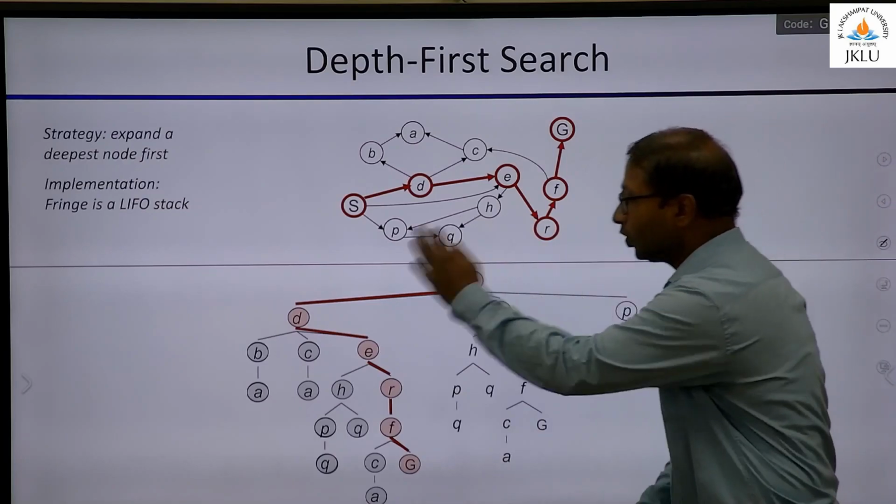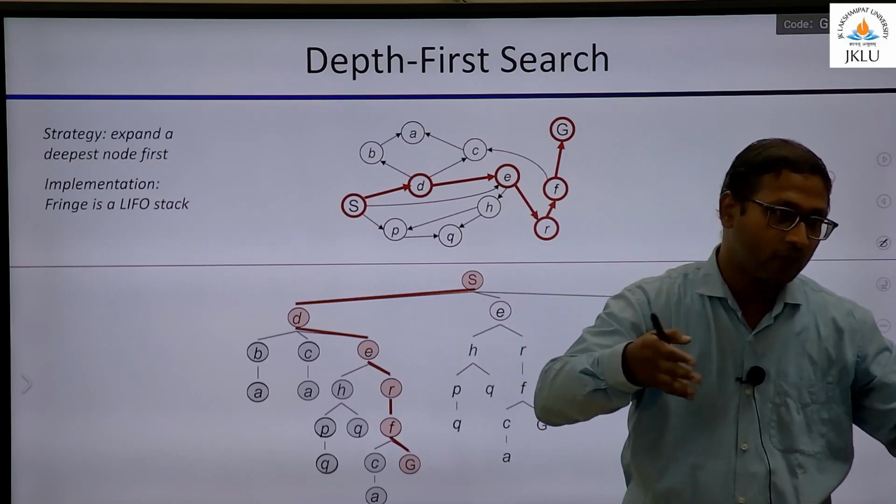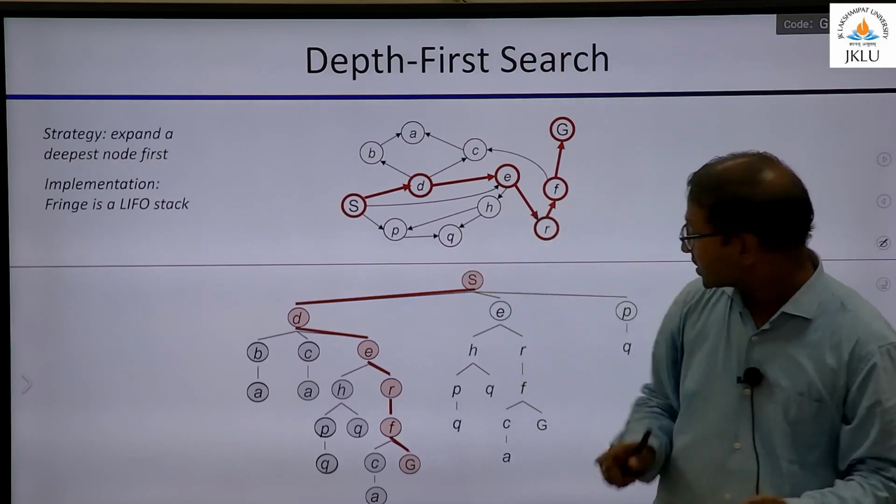So you have this whole big tree. Some of these states are called goal state. You can have one or more than one. And you are searching for these.